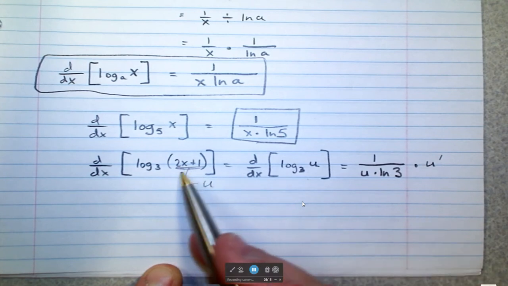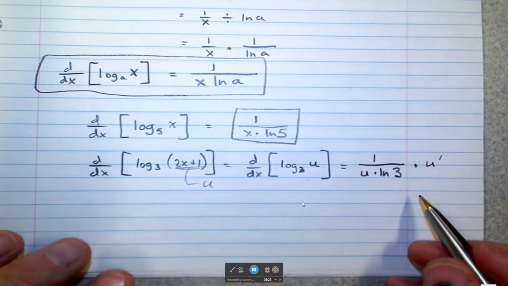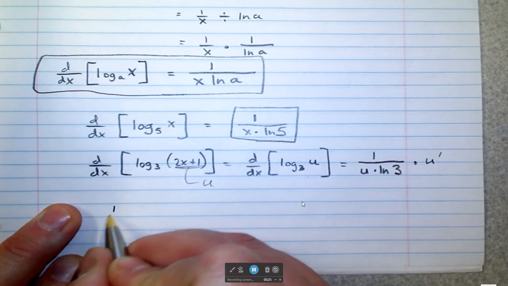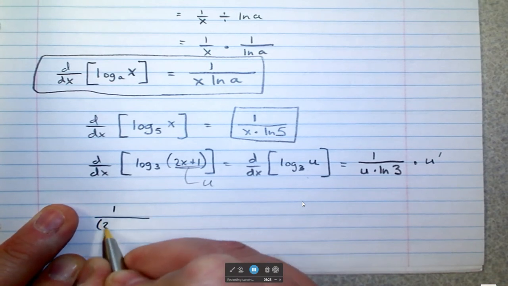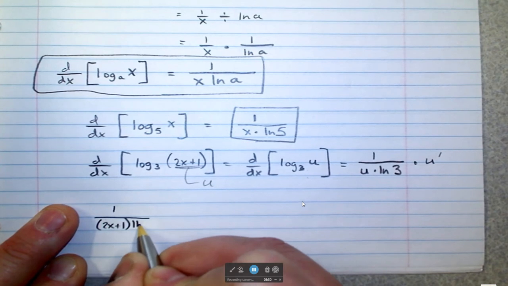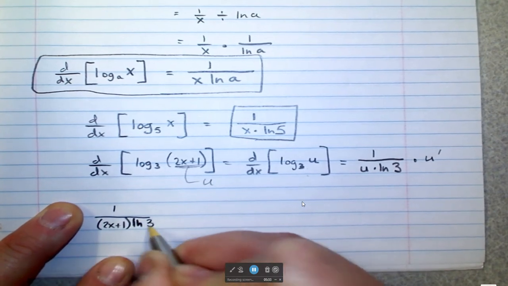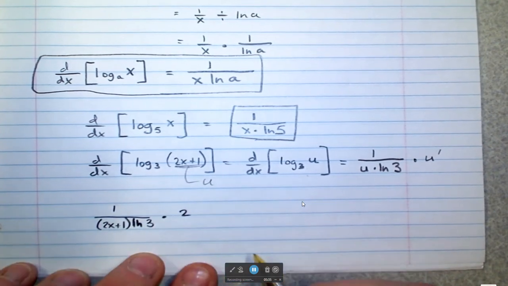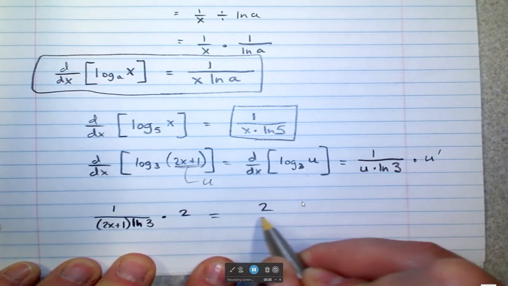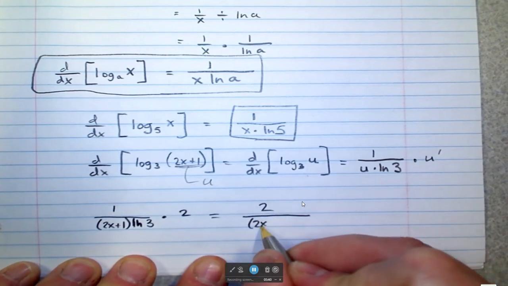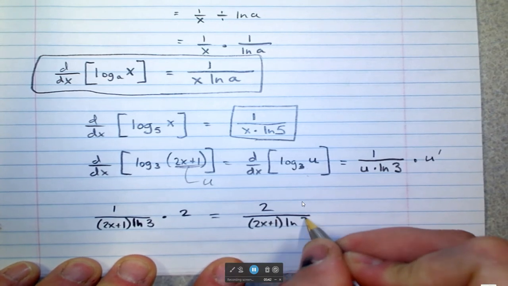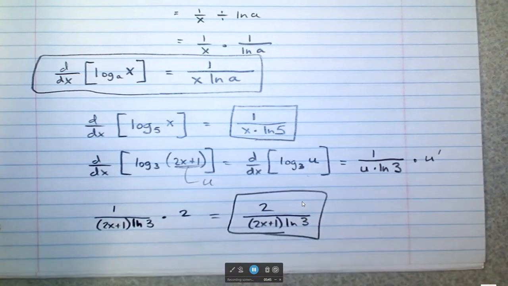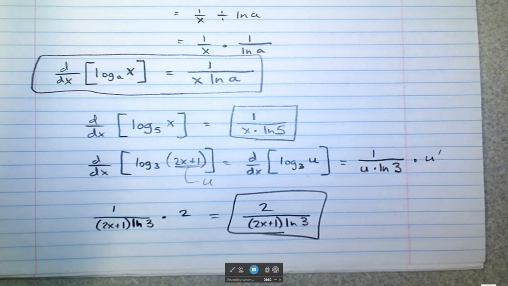Well, the derivative of this argument is just 2. So I get 1 over 2x plus 1 times ln 3, times 2, which gives me 2 over 2x plus 1 ln 3. Okay, so there's our derivative for that. So those derivatives would be for standard logarithms, not natural logarithms.